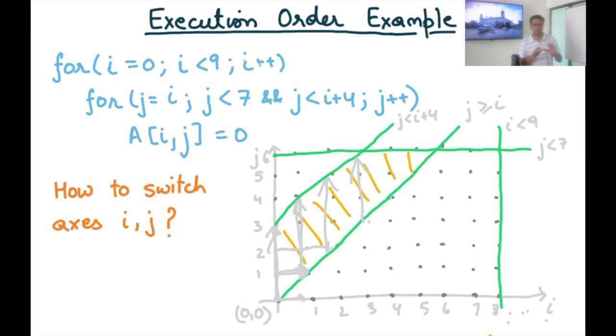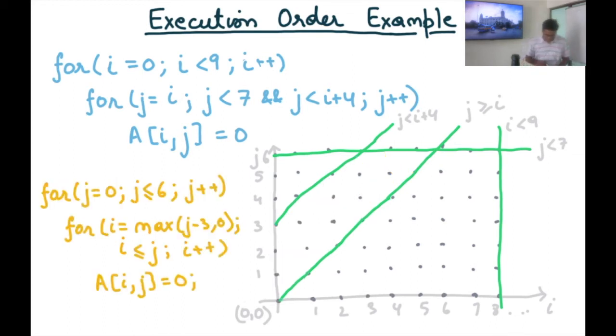Now, if I want to do that, and once again, I'm assuming that it's okay to do that, assuming there are no data dependencies that are getting violated by doing this, the question is, how should I rewrite my loop so that it still captures the same convex polyhedral space and yet changes the execution order or the iteration order of this space? In this example, I'm going to discuss how to switch axes i and j.